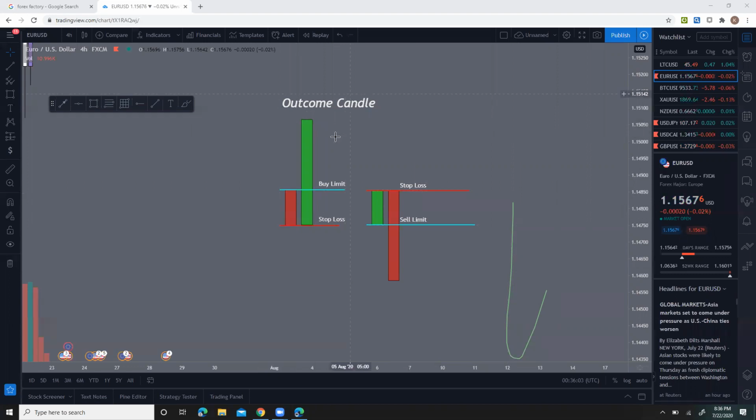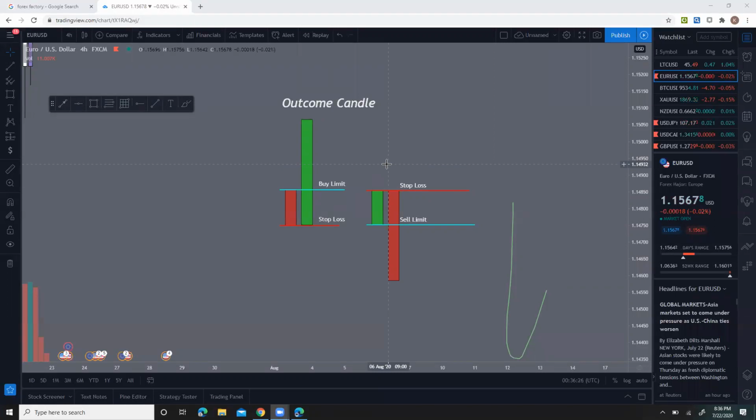Now, when it comes to sell limit, it's going to be the same thing, except pretty much the opposite. You're going to have your sell limit right here, as you see it's an engulfing candle. And at the top of the candle, that's where you're going to put your stop loss. That's the outcome candle in its most basic form.